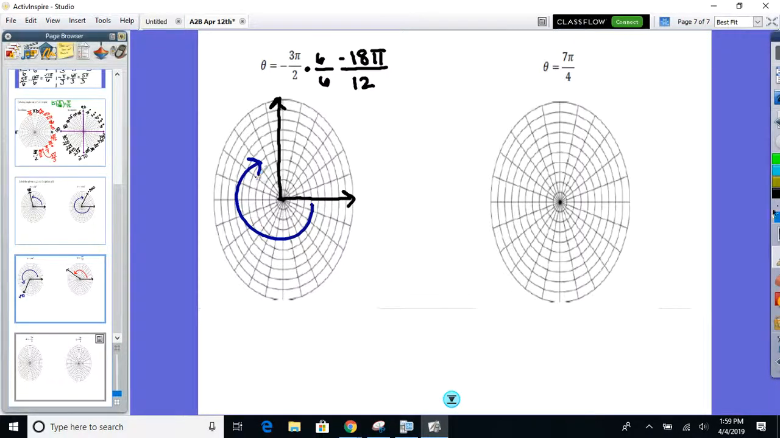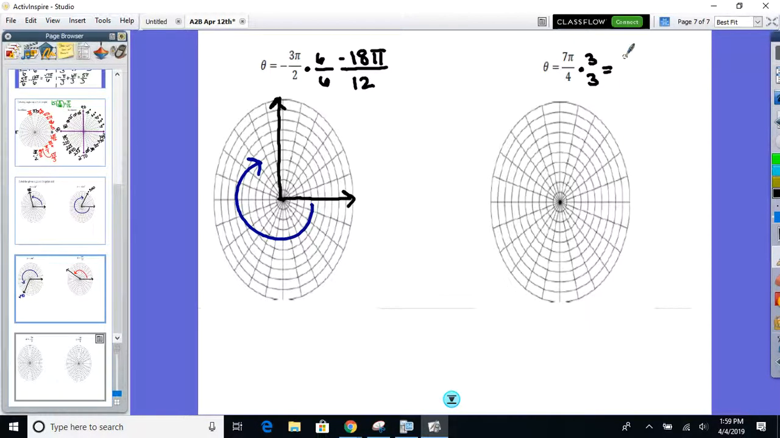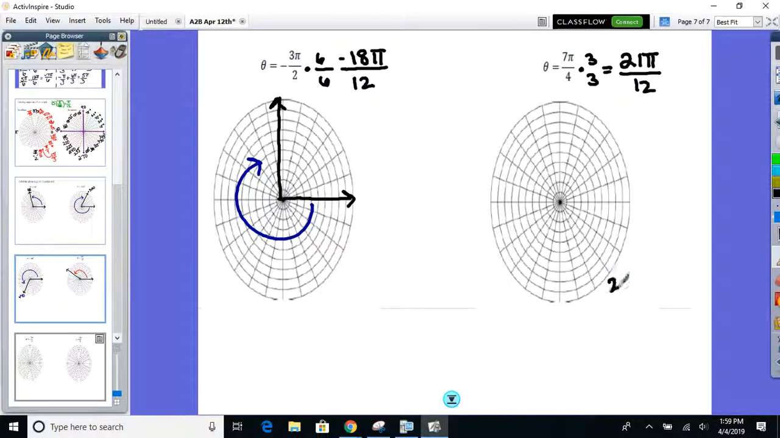One more, because I know we're feeling good. 7 pi over 4. How do I make it into a 12? Multiply top and bottom by 3. So I need you guys to graph 21 pi over 12. You can count backwards because you know it's 24, or go 21 all the way around. So 24, 23, 22, 21 pi over 12. No memorization needed, kids.